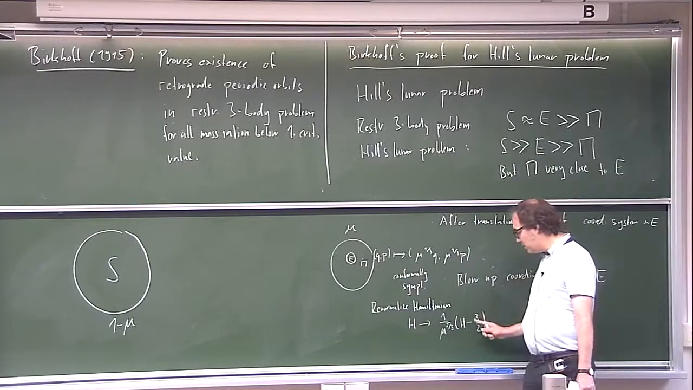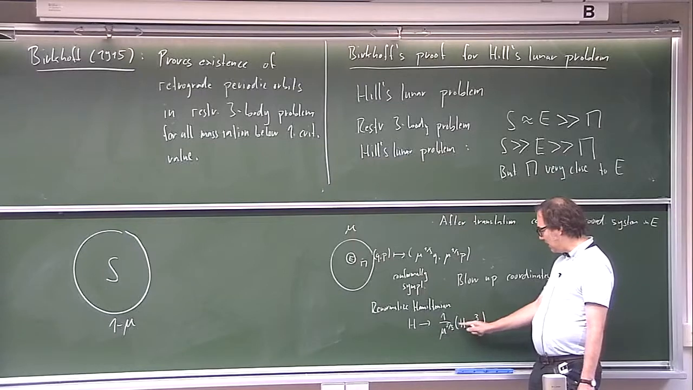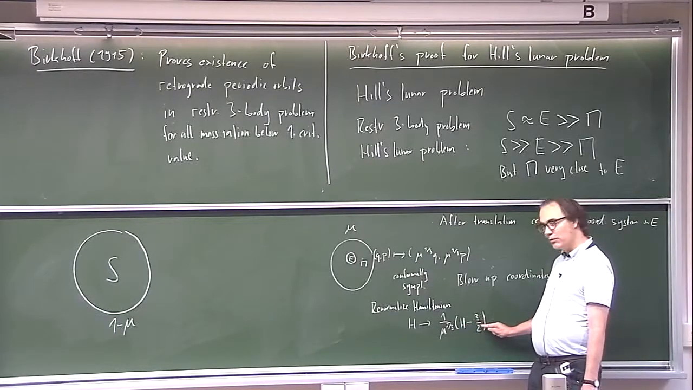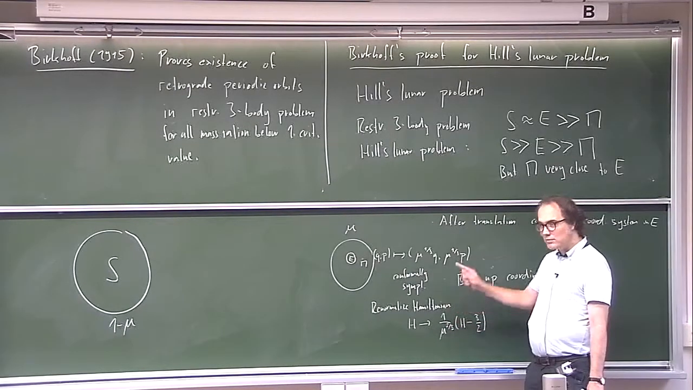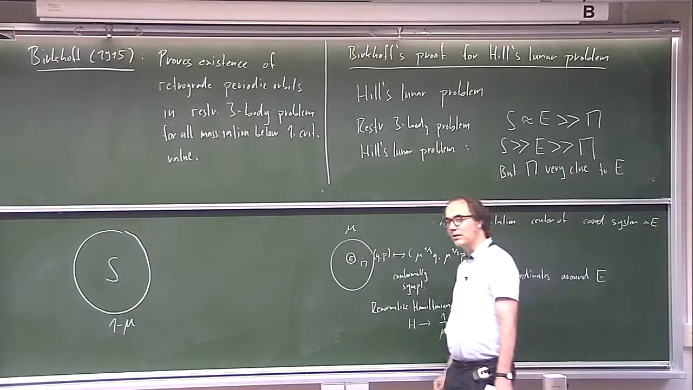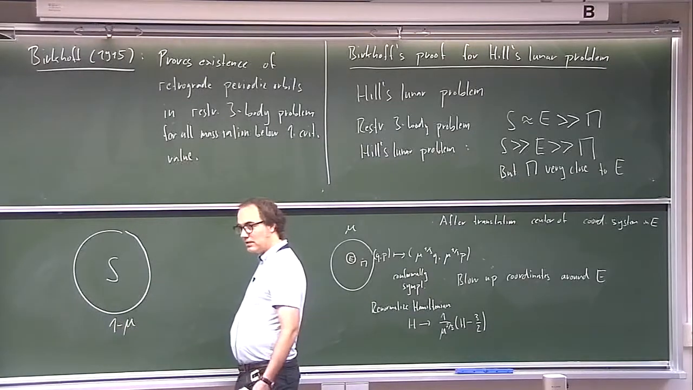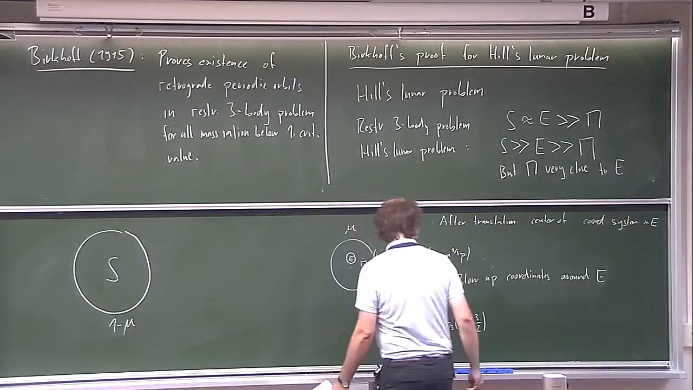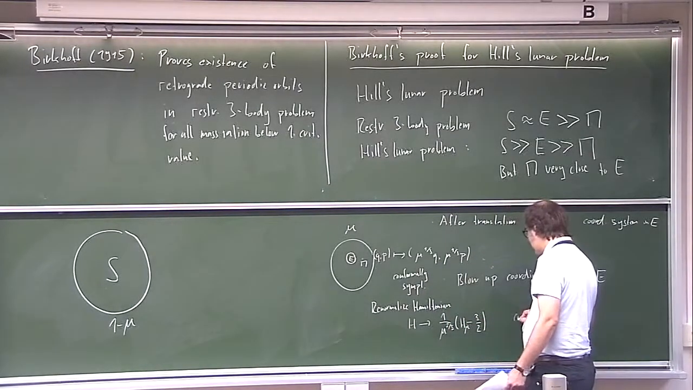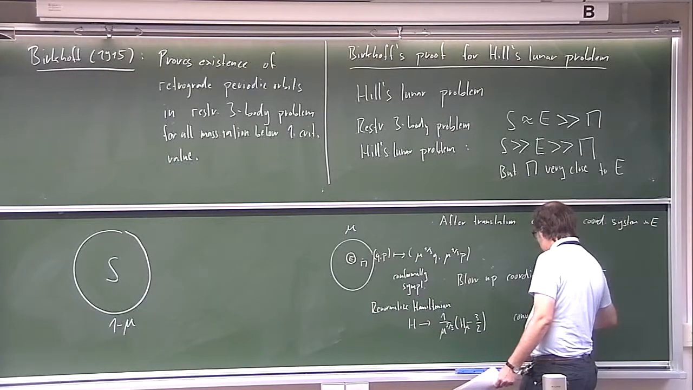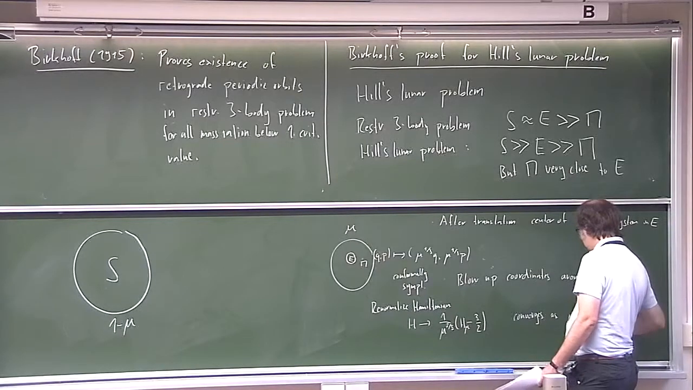What's always a bit confusing is that the energy in Hill's lunar problem is not the old energy. The energy in Hill's lunar problem is something close to 3 over 2 of the old energy, and then you have the energy times mu to the 2 over 3. This corresponds to this energy in the original restricted three-body problem. And this H also depends on mu, and this converges as mu goes to zero.